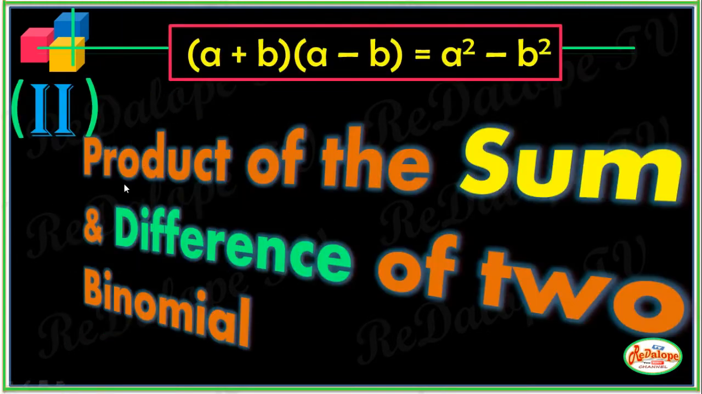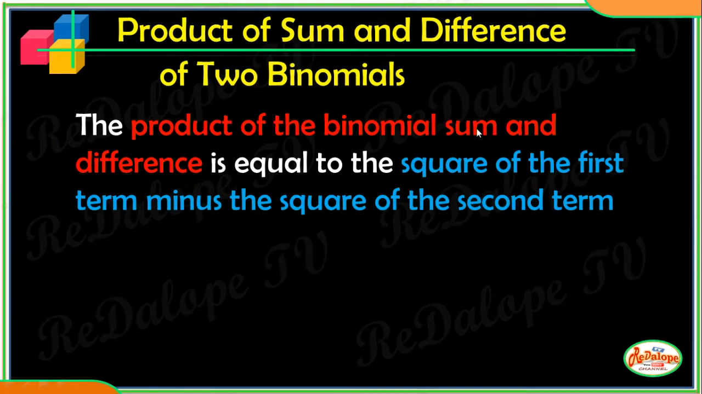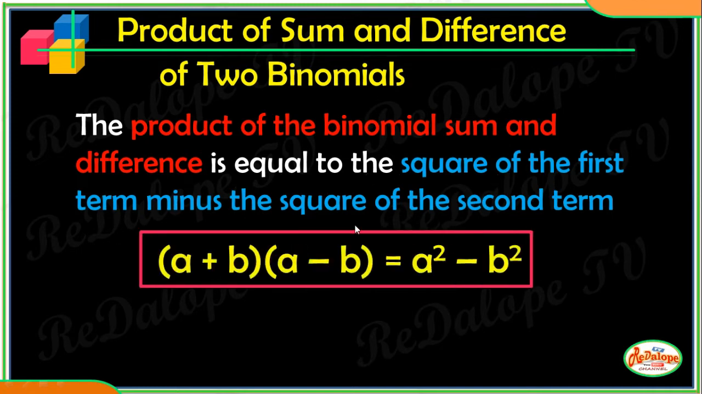The next type is simply the product of the sum and the difference of the two binomials. When we say the product of binomials, sum and difference, that is simply equal to the square of the first term minus the square of the second term. It can also be known as the product of sum and difference of the same two terms. So how do we get the answer here?